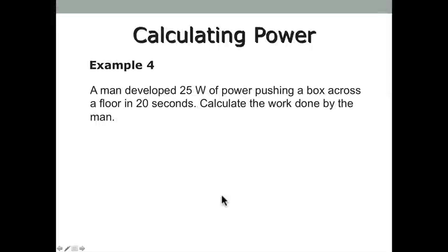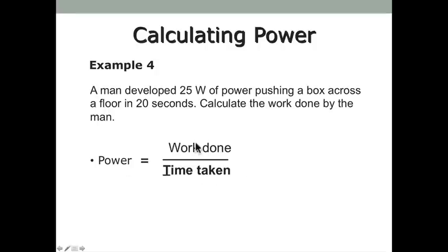Let's move on to our last example for these notes. Now a man develops 25 watts of power pushing a box across the floor. We have a lot of men liking to push boxes in our examples. This time it is in 20 seconds. Calculate work done. In this case, I am given power and time, and I'm asked to find work done. Can you do that?